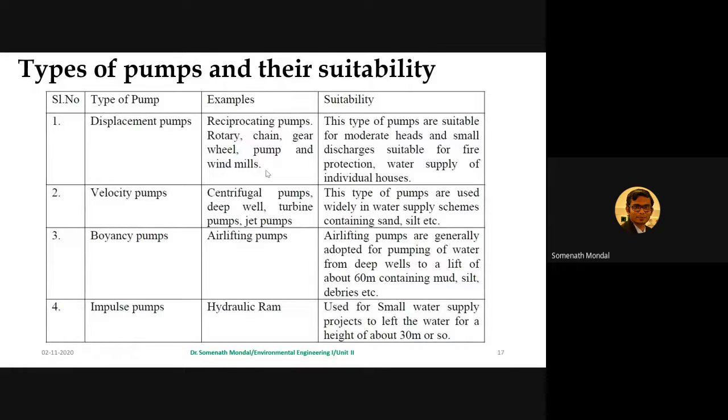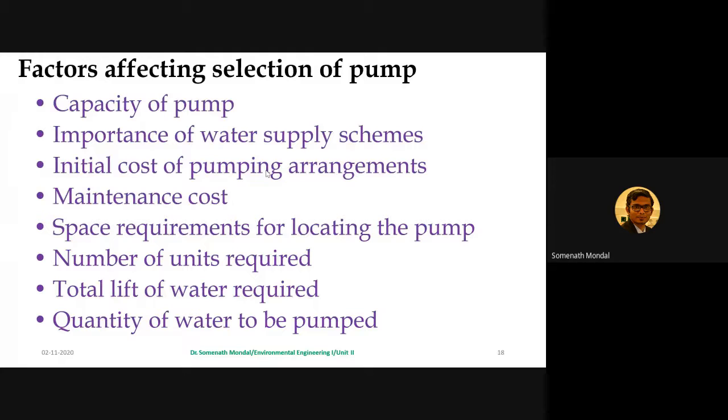Fine. Yes, sir. Okay. So now we'll be talking about factors affecting selection of pumps. So obviously, based on our discussion till now, we can point out these different types of pumps. So capacity of pump is very important, whether this is a low lift pump or high lift pump, how much amount of discharge it is.